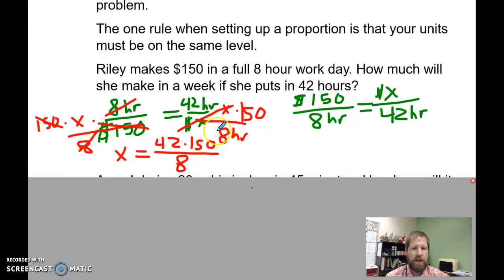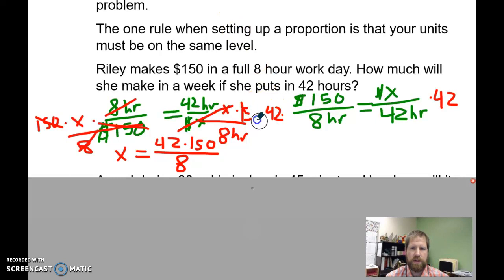If you set it up so that your variable is on the top, so your variable is one of your numerators, it makes it much easier to solve. And the reason why is when I'm isolating my variable, all I have to do is multiply by 42.